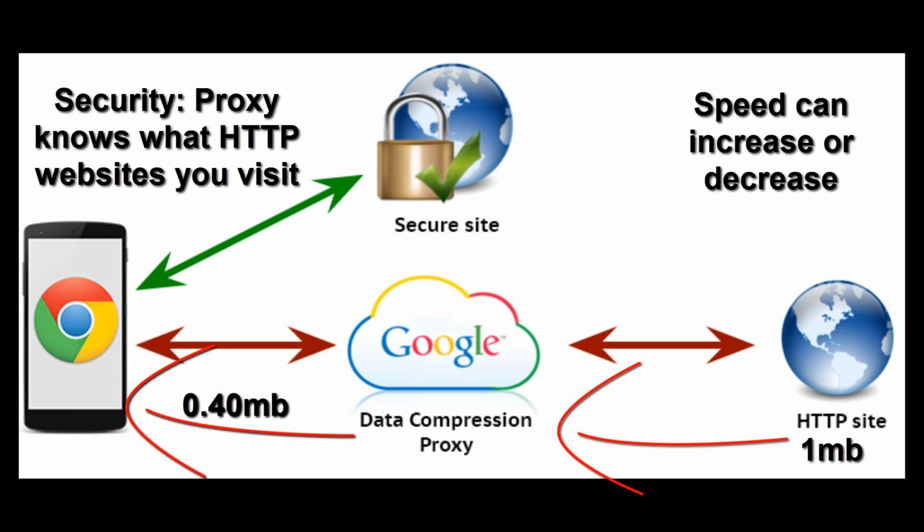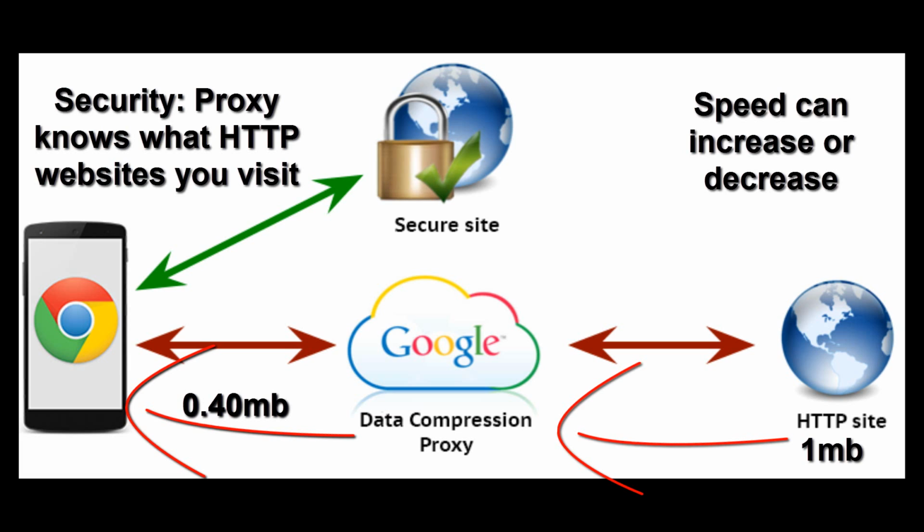Now, if you noticed, HTTPS websites with secure encryption on them will not go to Google. So if that web page is a 1 megabyte page, you're getting it straight to your phone. It's not being compressed at all. So any websites that you log in on will not be compressed, so you don't have to worry about passwords or anything like that being saved on their server.